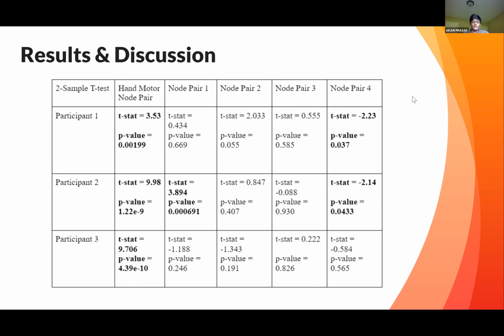The significant trends are represented in bold. So for node pair 1, which represents the visual cortex, the only significant change we saw was in participant 2 with a very low p-value, whereas the other ones had relatively high p-values, which I thought was interesting.